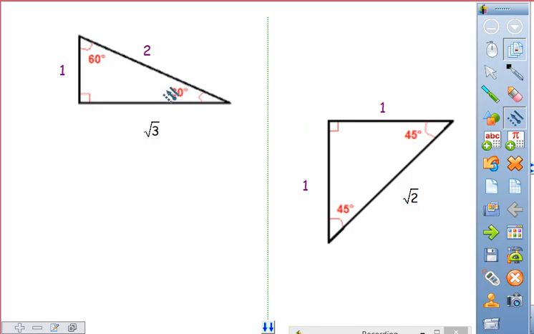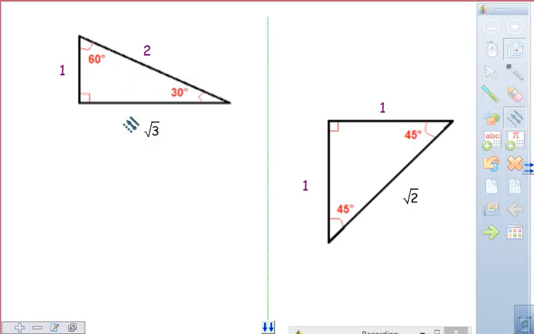In the first picture, we have a 30, 60, 90. Opposite of 30 is 1. Opposite of 60, the ratio is root of 3. Opposite of 90 is double.